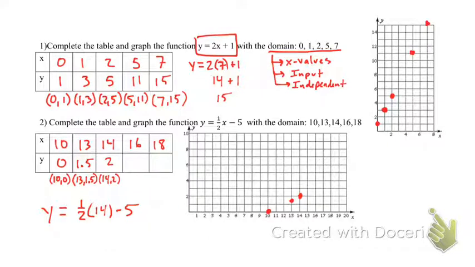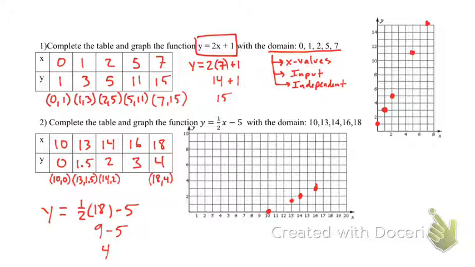Let's plug in 16 now. 1/2 times 16 is 8. 8 minus 5, that gives me 3. So we have 16, 3. Cool. And last but not least, we're going to plug in 18. One half times 18, that gives me 9. 9 minus 5, that gives me 4. So we have 18, 4.